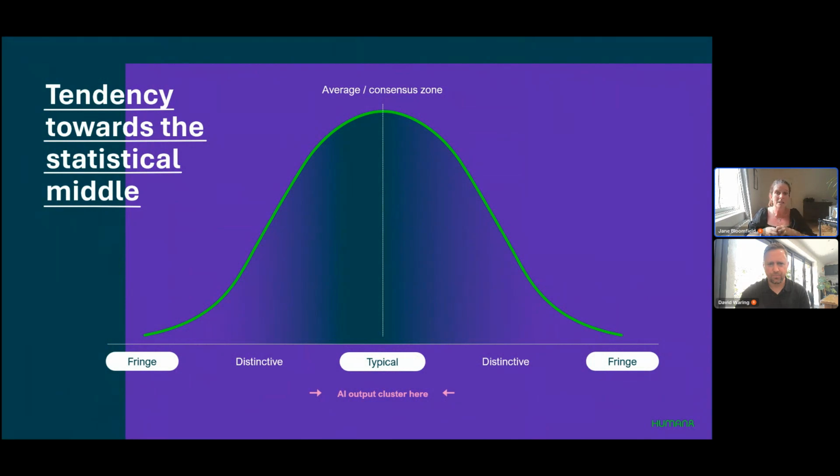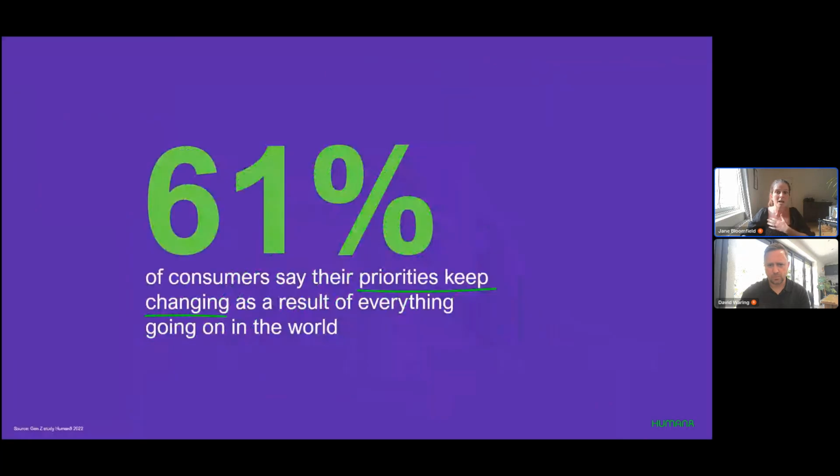And the distinctiveness of trends and ideas on the fringe that you can kind of see on the side here become blurred. So when AI is left on its own, what it will do is tend to reinforce the statistical middle rather than create something genuinely distinctive. And as we know, as insight and marketing professionals, the need for human and cultural understanding is constant. It's ongoing. I talked about fickle and changing consumers earlier. The world and consumers just don't stand still.